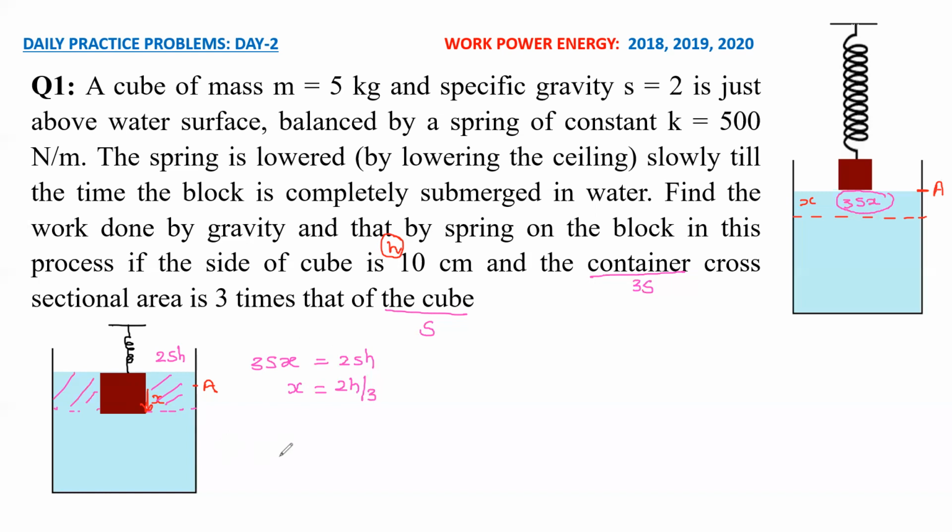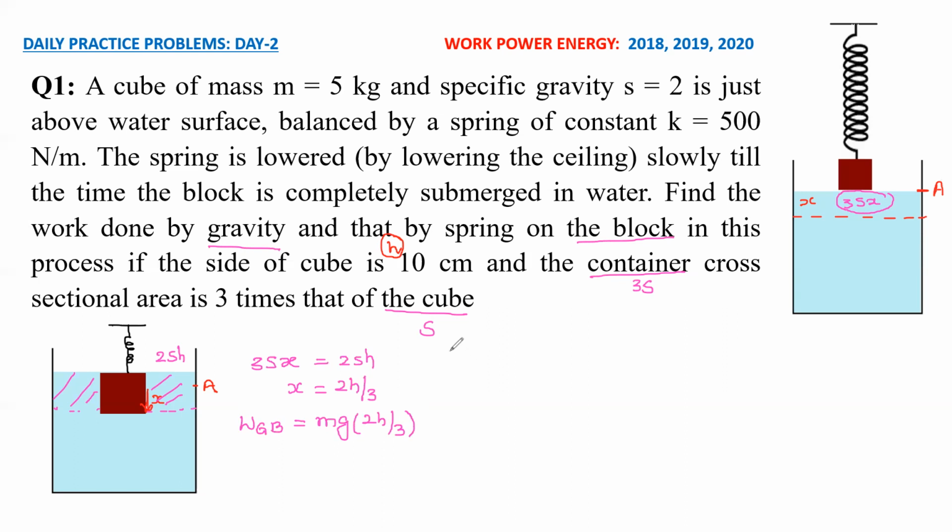And now we want the work done by gravity on the block. The block has gone down by 2H by 3 distance, and therefore the work done by gravity on the block is nothing but mg into 2H by 3. This is the work done by gravity on the block.